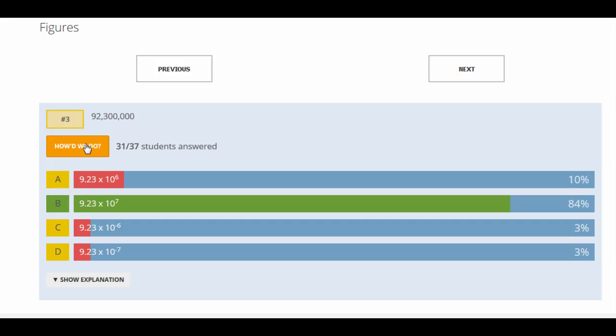Remember that this is a number that is really big. Really big numbers are going to have exponents that are positive. These are negative exponents, they don't make sense, so they're positive exponents. And then in order to get that number between 1 and 10, we have to move it 1, 2, 3, 4, 5, 6, 7 places. So we get the 9.23. Any questions on this one?